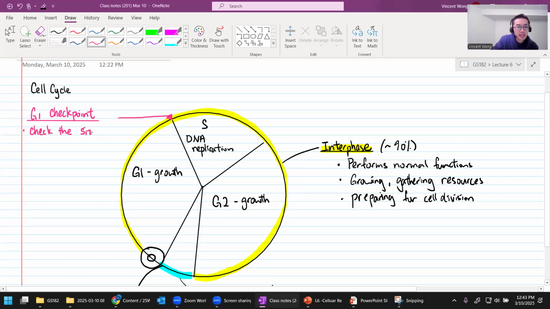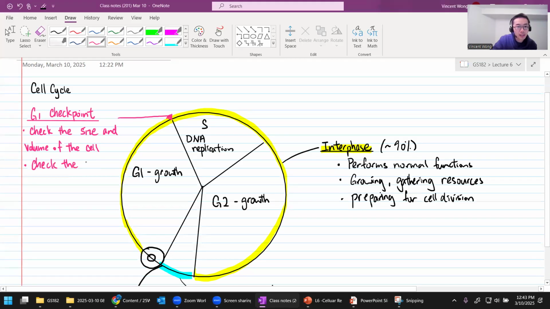For example, we need to check the size and volume of the cell. Like, is it big enough to divide? If this cell just formed from a recent division, maybe it hasn't had time to grow big enough yet. Then we don't have enough cytoplasm to divide. So, you shouldn't divide yet. You should grow a little bit more. Right.